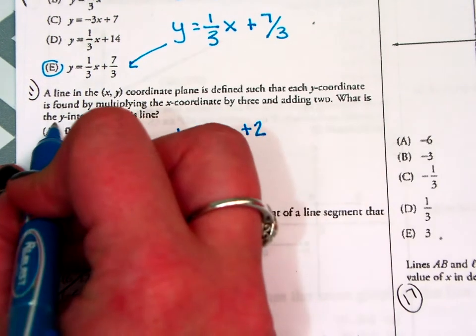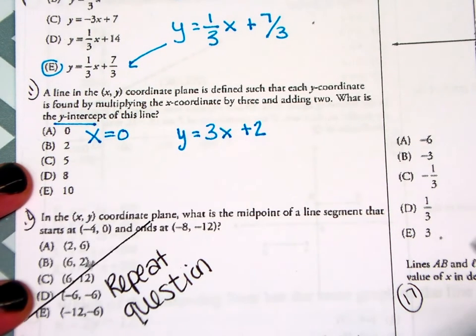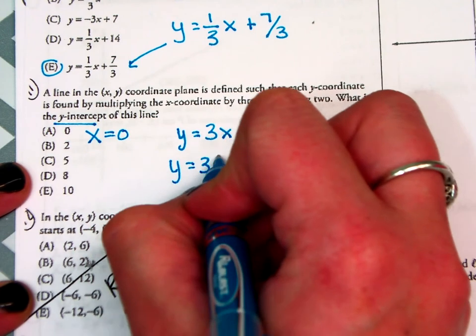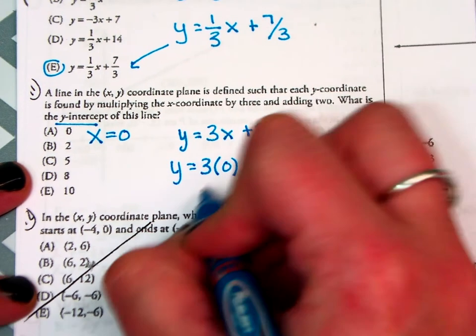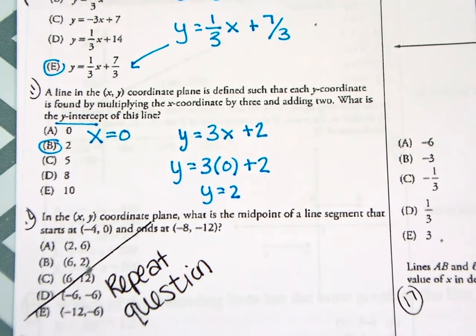Now we want to know what the y-intercept is. Well, if it's a y-intercept, x is equal to 0. So y equals 3 times 0 plus 2. So y is 2. Nothing crazy fancy. I'm just taking x equals 0 and plugging it in and simplifying.